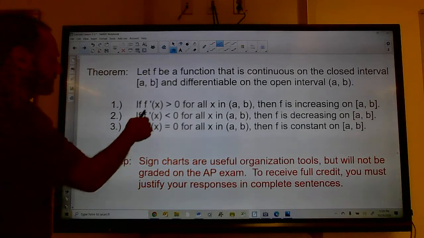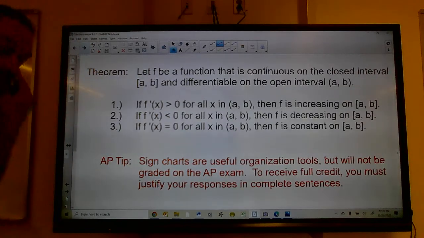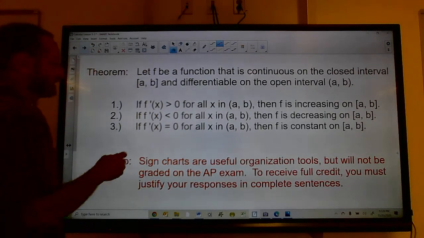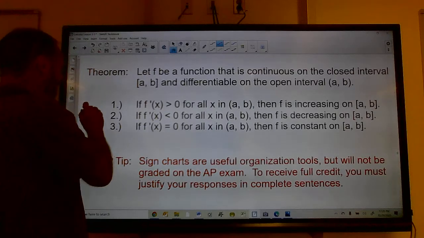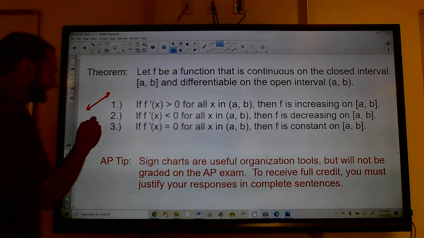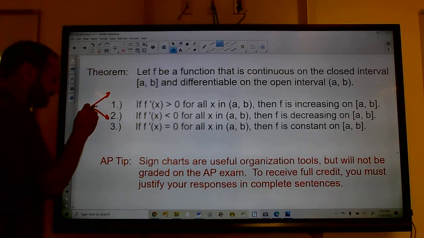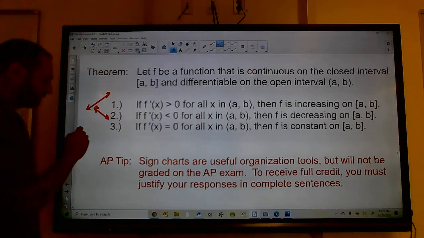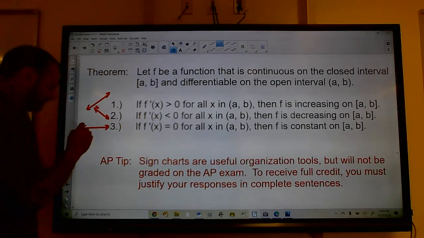All right, so if you think of the derivative here in terms of it being the slope, then this makes perfect sense. If the slope is bigger than 0, it's an increasing function. If the slope is less than 0, it's a decreasing function. And if the slope is equal to 0, that is a constant function.